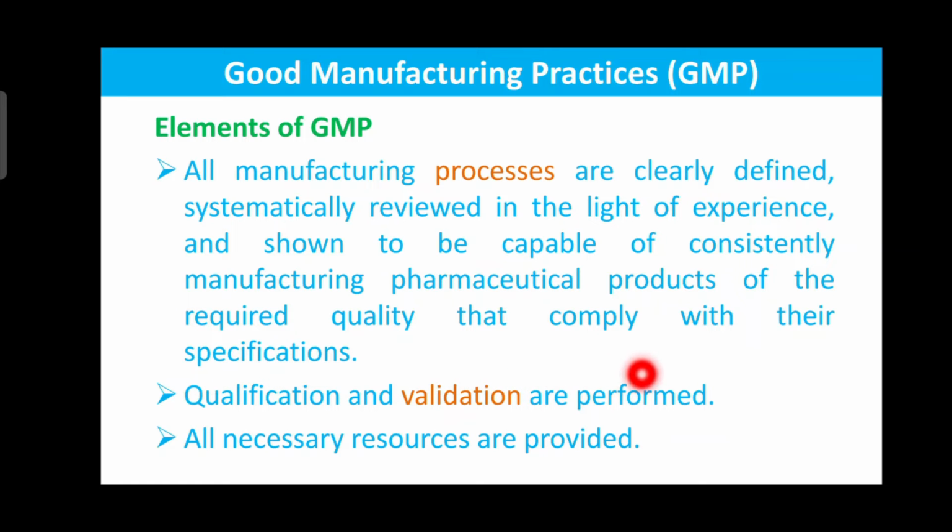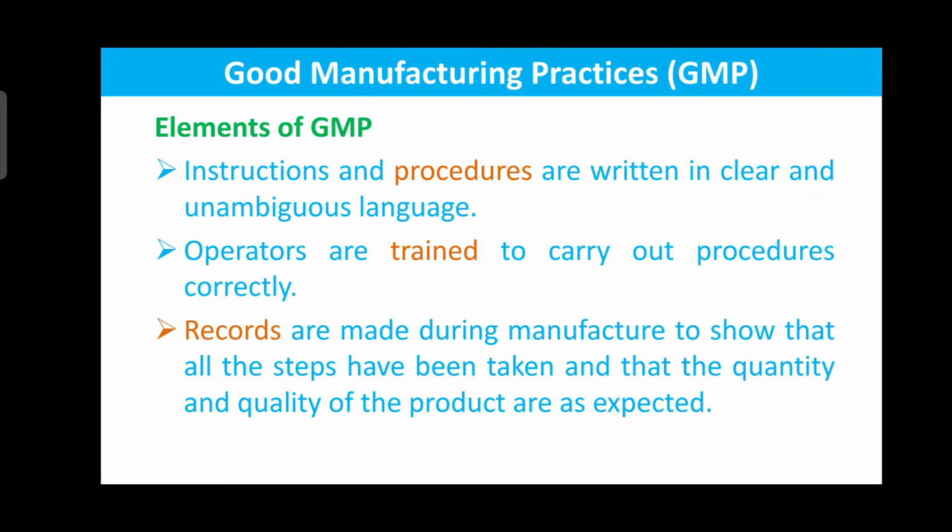Qualification and validation are performed. So when we talk about GMP, it says that before a GMP plant can be certified, the process should be clearly understood. The process must be validated, and then all the necessary resources are provided. Then further, these elements or principles of GMP include that instructions and procedures are written in clear and unambiguous language. Procedures, that is the SOPs, standard operating procedures.